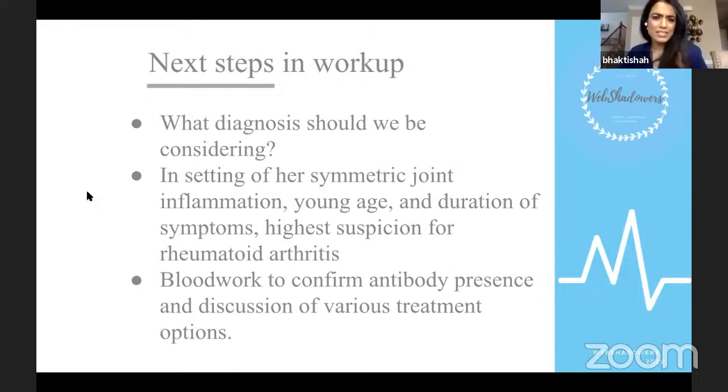So now in terms of next steps, what diagnosis are we considering? Well, in the setting of her symmetric joint inflammation, young age, and the duration of symptoms, we have a high suspicion for rheumatoid arthritis. So what I would do at this point is obtain blood work to see, are there any antibodies that are suggestive of rheumatoid arthritis? I would look to see what her levels of inflammation are in her blood.